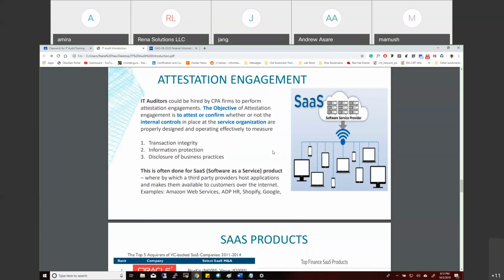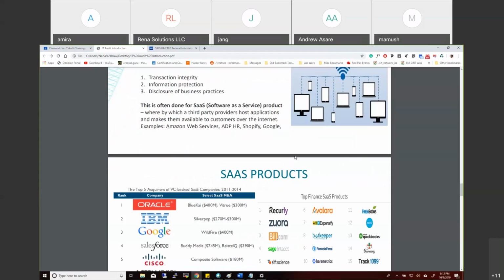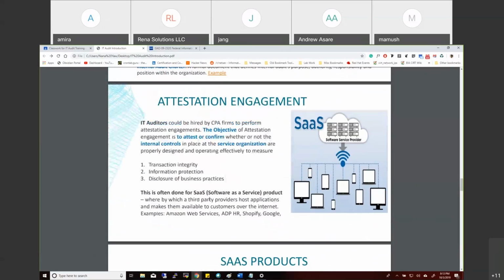Meaning that if QuickBooks is providing services to businesses to process payroll for their employees, QuickBooks has to be able to attest that, hey, by the way, the controls within my product can be trusted, and you can trust that I will protect your information, and also that I am in compliance with all the rules and regulations. So that's the objective of doing an attestation engagement.